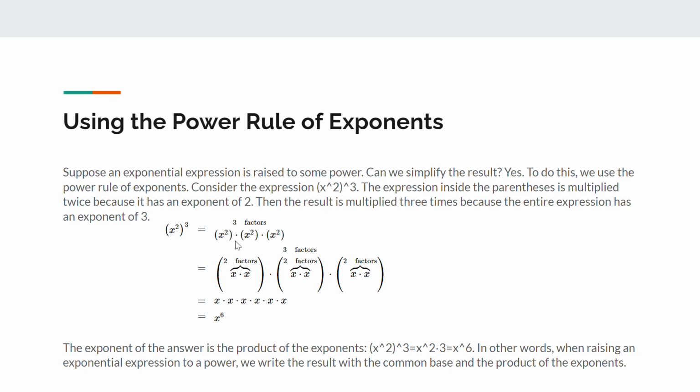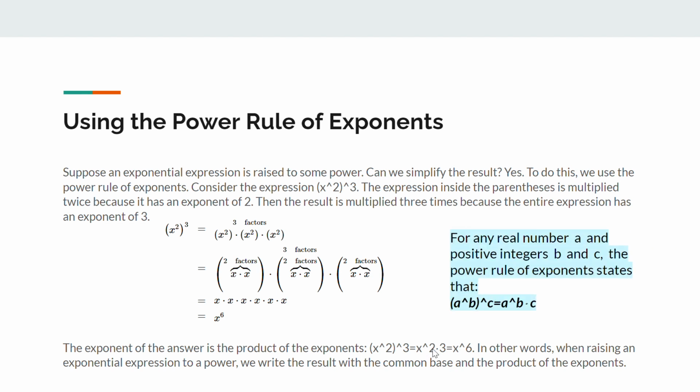So we get x squared times x squared times x squared for 3 times since it's to the power of 3. So we get a total of 6 x's, so we get x to the power of 6. The exponent of the answer is the product of the exponents. So x squared to the power of 3 is equal to x to the power of 2 times 3, which is x to the power of 6.